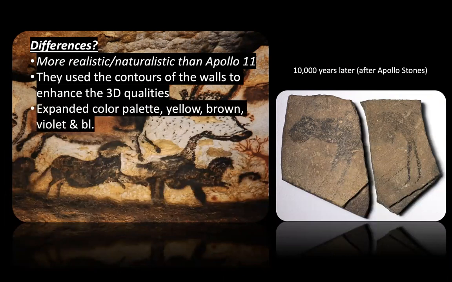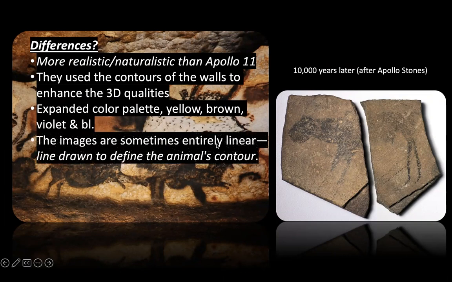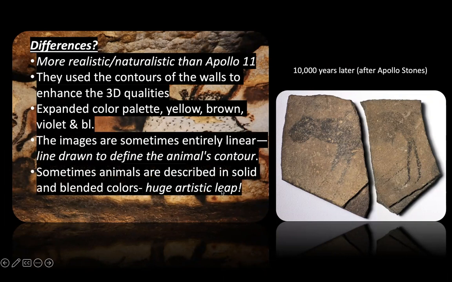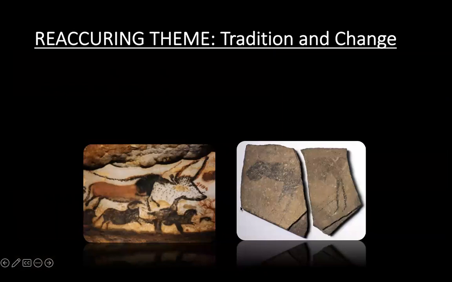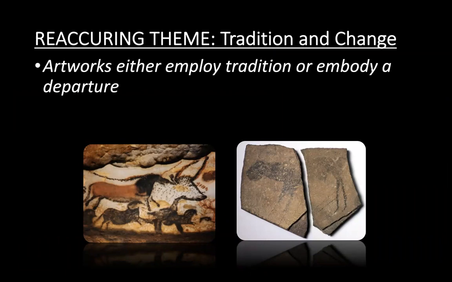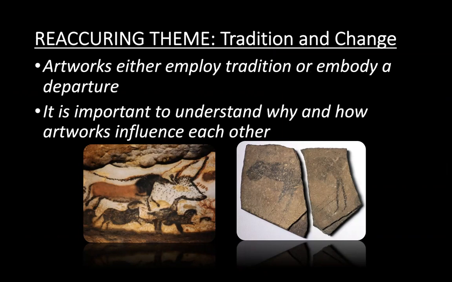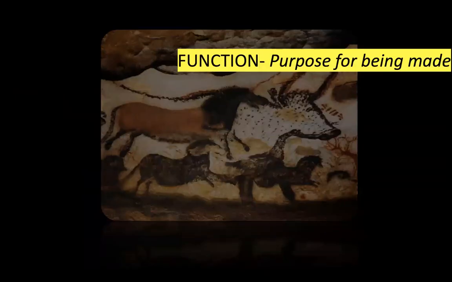Expanded their color palette. They're not just using charcoal. Some images are entirely linear, and then some images are solid and blended colors. So that's a huge artistic leap. Some lines are actually carved into the rock. All right. A recurring theme throughout art history is seeing the tradition in art continue, and then the traditions in art start to change. So artworks either employ tradition or embody departure. We need to understand how and why.